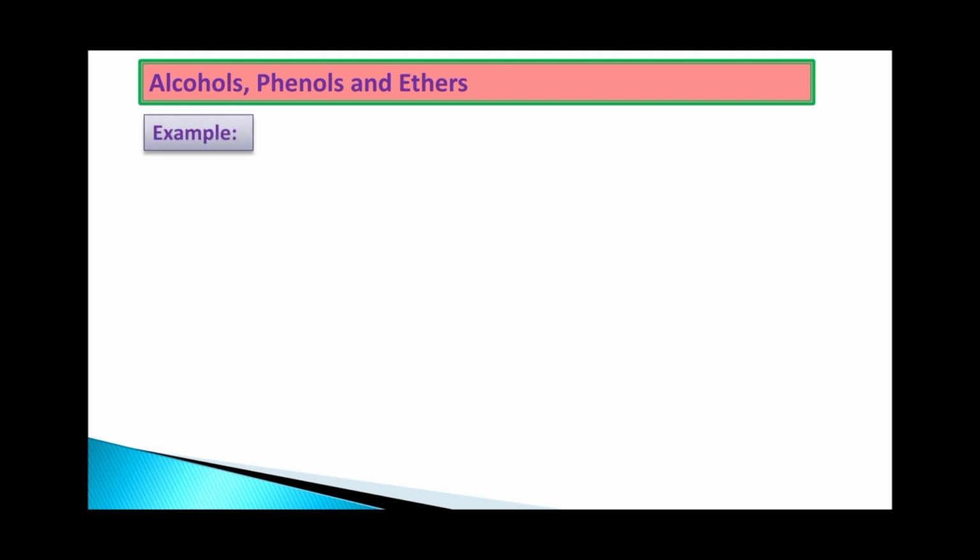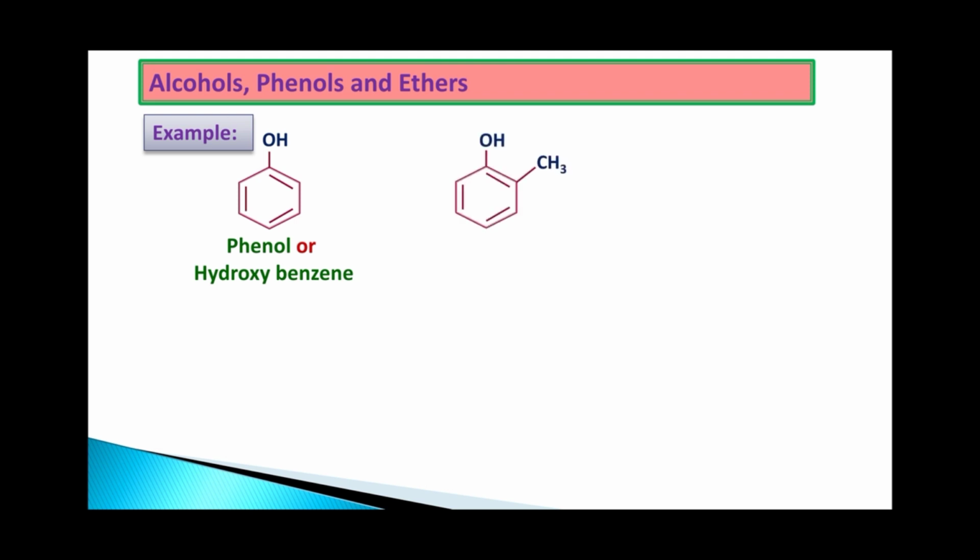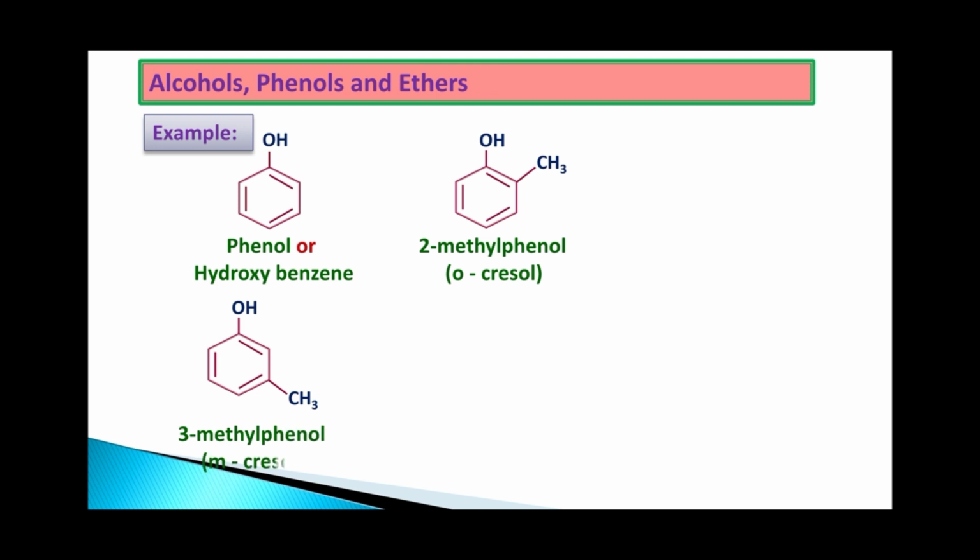First one, containing only an OH group directly attached to a benzene ring, that is your phenol. In other words, it is also called hydroxybenzene. Now we will go for substituent groups like CH3 attached along with OH at the second position. When CH3, that is a methyl group, is attached at the second position, we call it 2-methyl phenol and its common name is orthocresol. If the CH3 is present at the third position with respect to the OH group, then it is called 3-methyl phenol or metacresol. If the CH3 is present at the fourth position with respect to OH, then it is 4-methyl phenol, or paracresol is the common name.